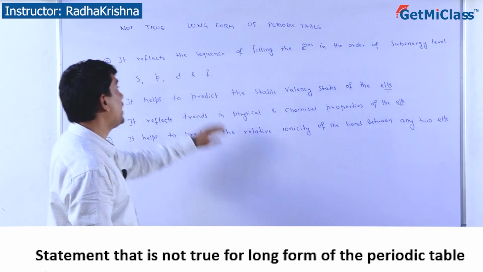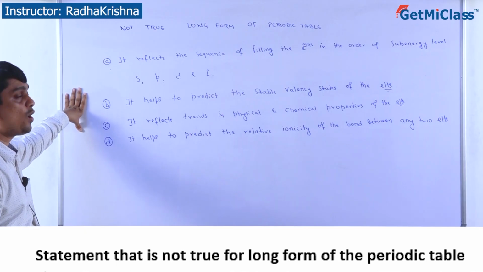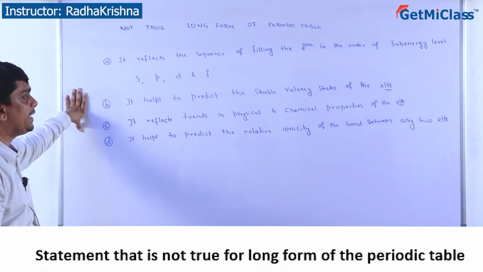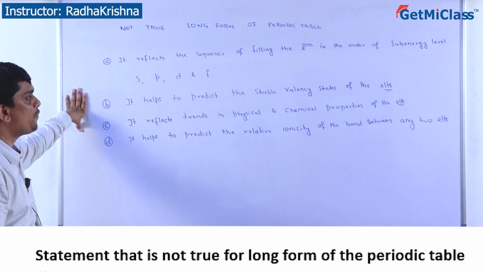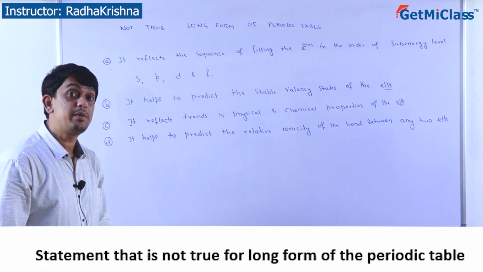Look at the question. We have to find out something that is not true regarding the long form of the periodic table. The first statement given is that it reflects the sequence of filling the electrons in order of sub-energy levels s, p, d, f. Okay, the sequence of filling they are telling is s, p, d, f.